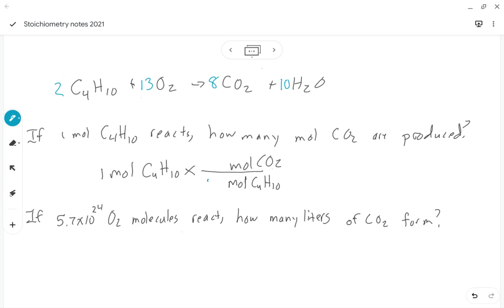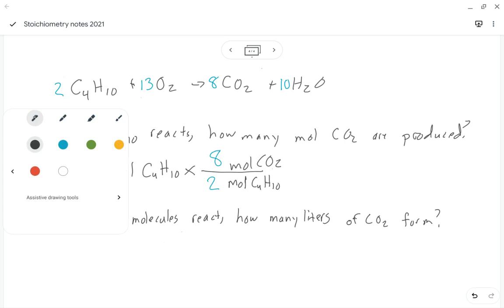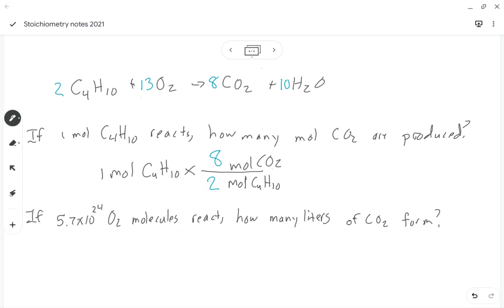Then we take our coefficients. C4H10 has a 2 in front of it. CO2 has an 8 in front of it. So we need 8/2 of 1, which is 4 moles of CO2. In other words, for every 2 moles of C4H10, we make 8 moles of CO2. So if we're only using 1 mole of C4H10, we'd get half as much CO2.